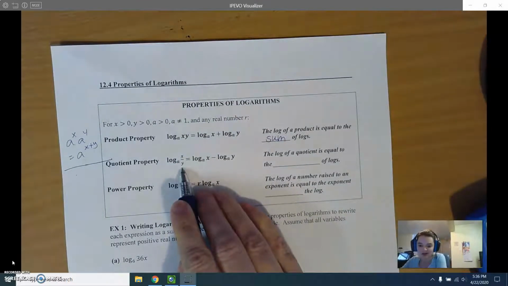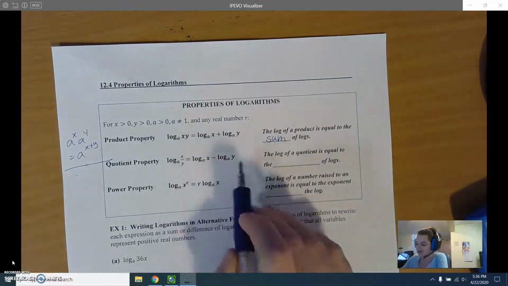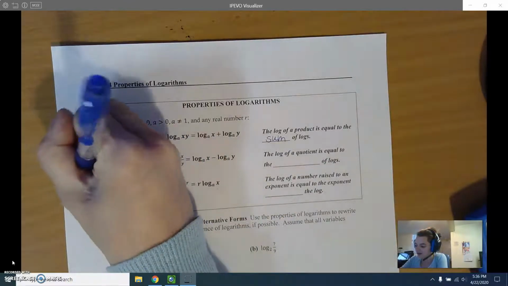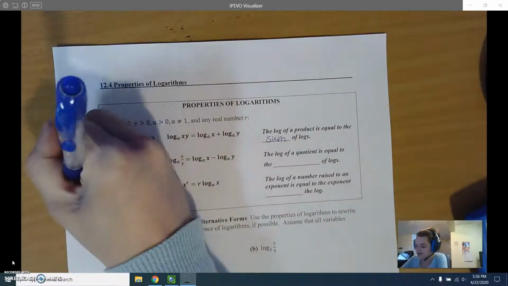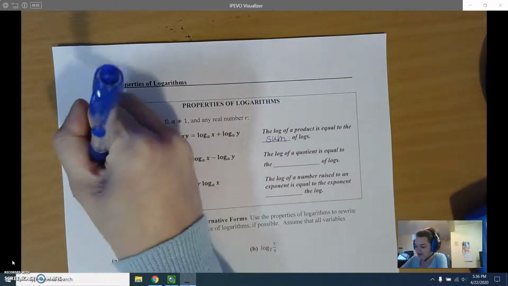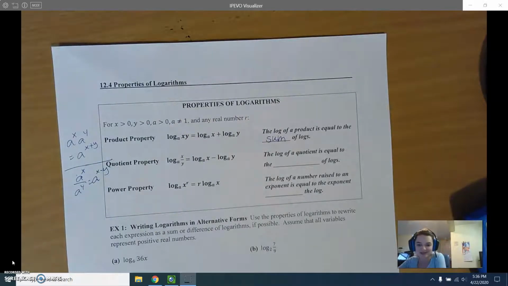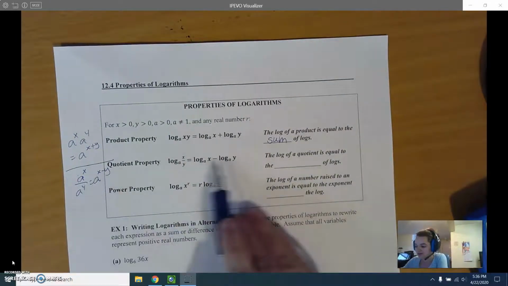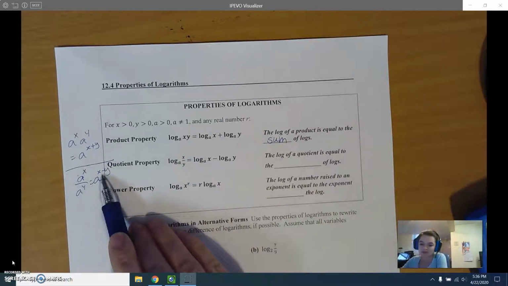Okay? The quotient property would be what if you have a couple of things that are divided by each other? So that's the quotient. You can separate them with subtraction. Okay, so that would be your a to the x over a to the y equals a to the x minus y. Do you guys remember doing that with exponent properties? It's the same idea. So these are things that are divided by each other. Then they can be separated with subtraction. Okay?